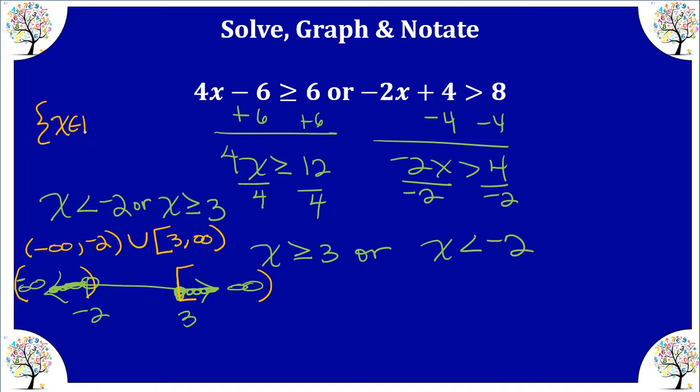X is an element of the real numbers such that, and then we're just going to say x is less than negative 2. You can put union or you can put the word or. X is greater or equal to 3. So with the or, it doesn't have to satisfy both, just one or the other.